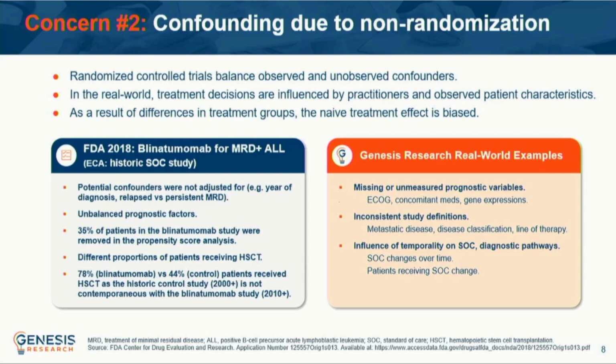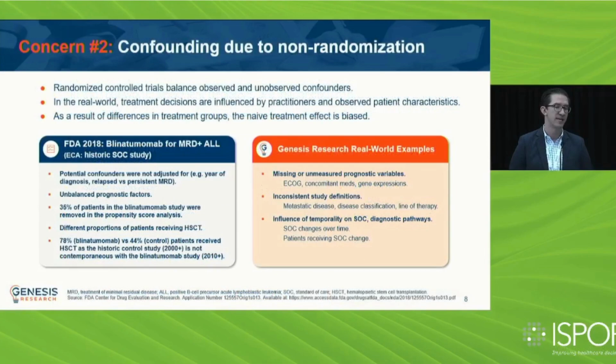Inconsistent study definitions, and this happens quite a bit in the trial. Many of the important variables that are collected are defined in specific ways, whereas the granularity in the real world data may not be available. And how do we manage that from a confounding perspective when we need to remove the impact of those prognostic variables? And then lastly, the influence of temporality on standard of care. So I mentioned this in selection bias, but they highlighted it, the FDA, as part of confounding, and that we can't achieve balance between something like stem cell transplant.